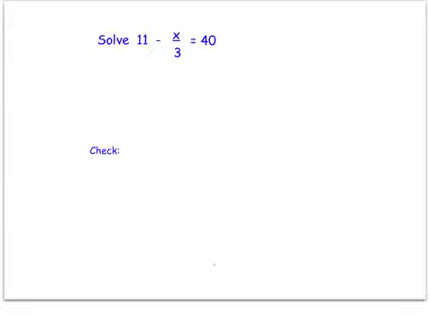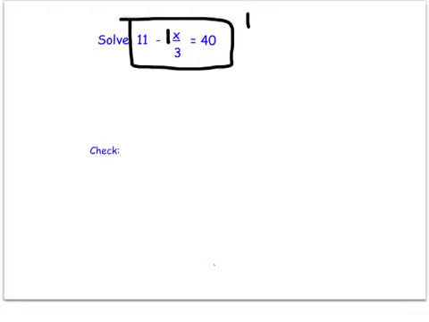Alrighty, let's go ahead and start with this guy. So what we're going to do is rewrite it with a 1 in front. So I'm going to write 11 minus 1/3 x equals 40. Okay, who's chilling out with negative 1/3 x? Well, 11 is. And 11, is it positive or negative? It's positive because I don't have any signs right there.